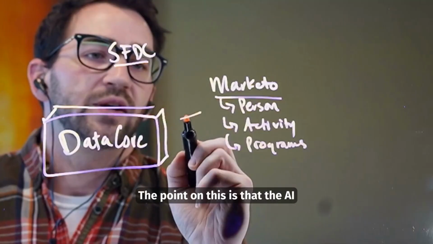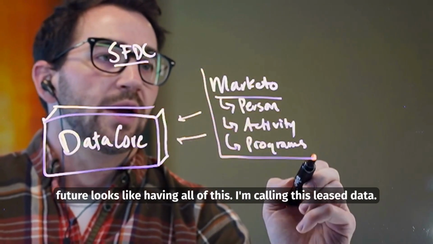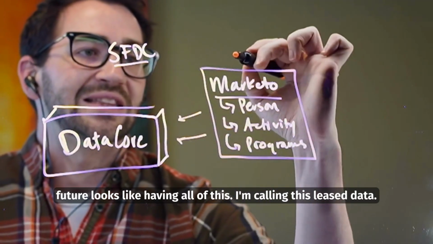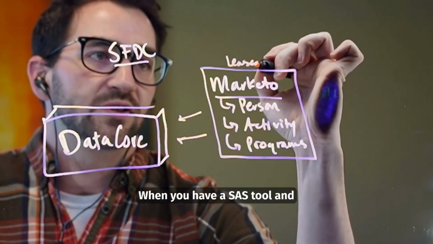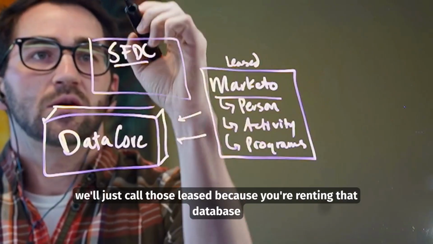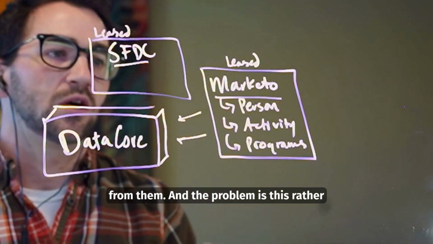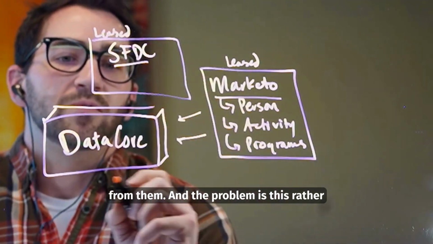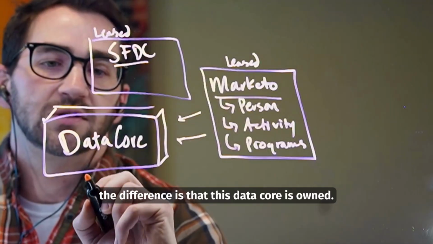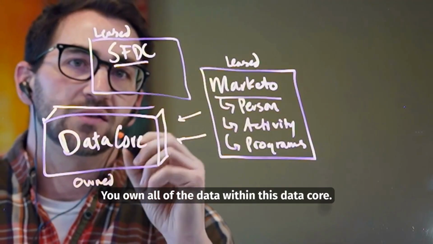The point on this is that the AI future looks like having all of this. I'm calling this leased data. When you have a SaaS tool and you have databases that are just in there, we'll call those leased because you're renting that database from them. The difference is that this data core is owned. You own all of the data within this data core.